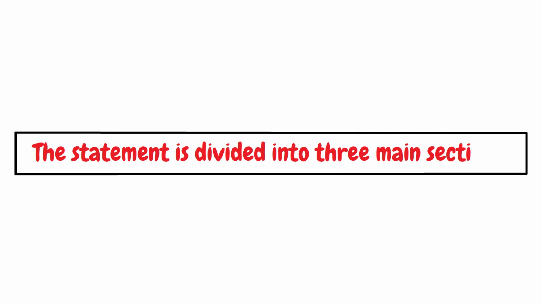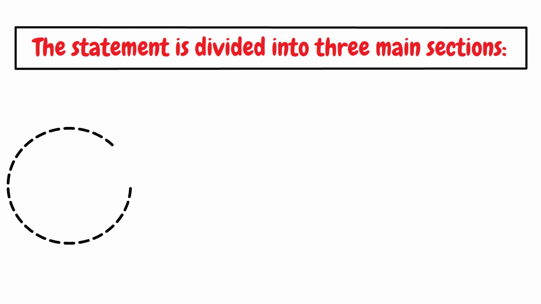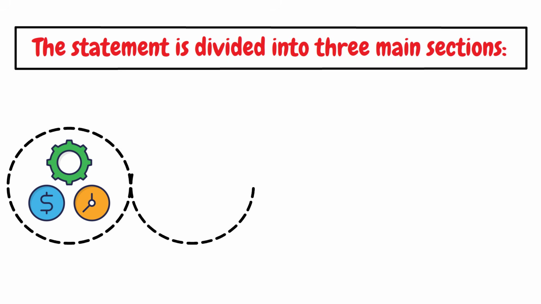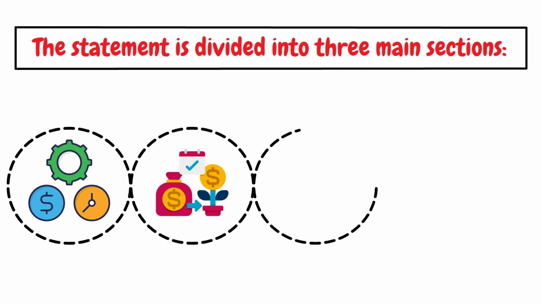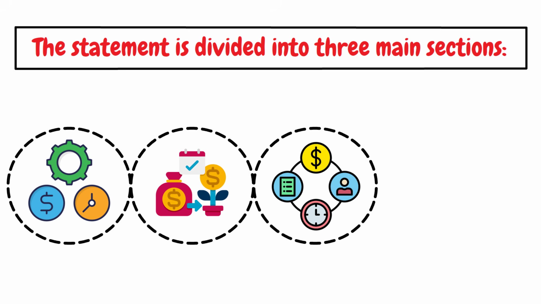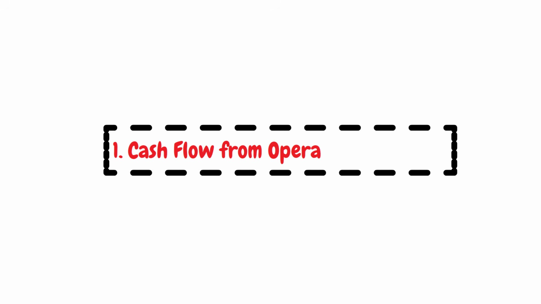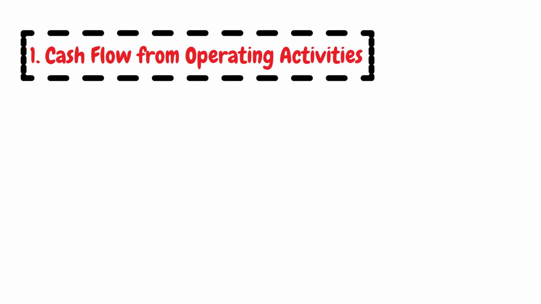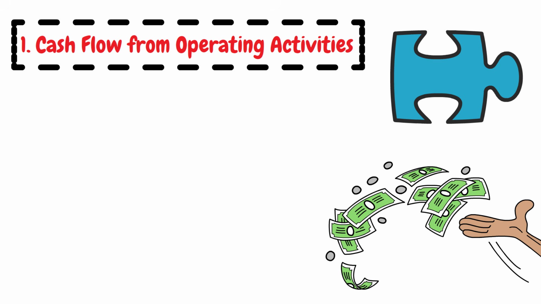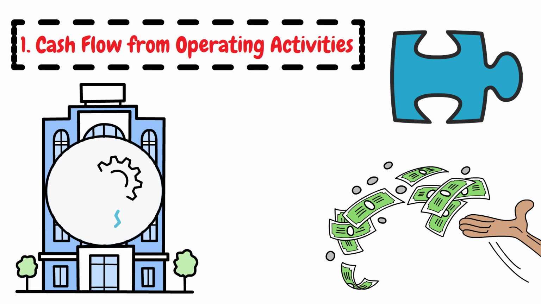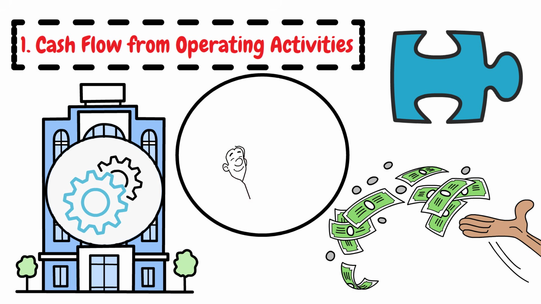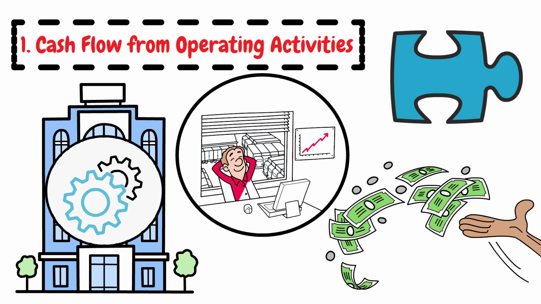The statement is divided into three main sections. 1. Operating activities. 2. Investing activities. And 3. Financing activities. Let's break them down one by one with practical examples. 1. Cash flow from operating activities. This section will show cash generated or used by the company's core business operations. Think of it as the day-to-day business activity.